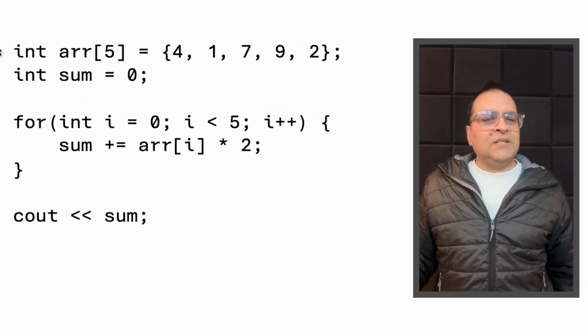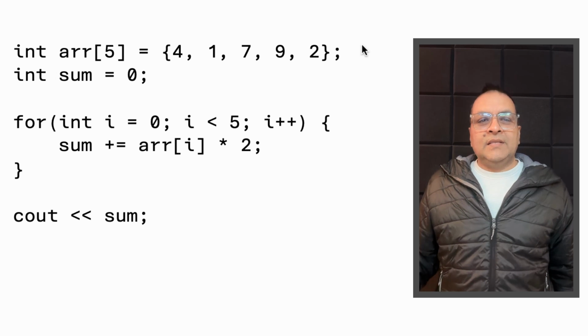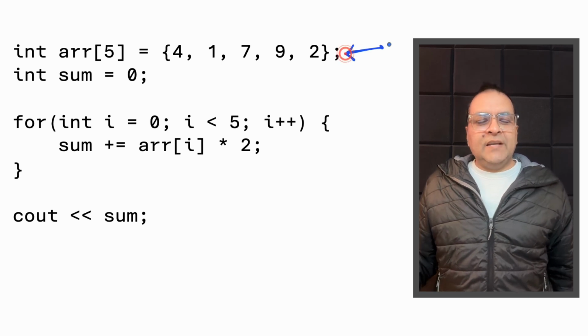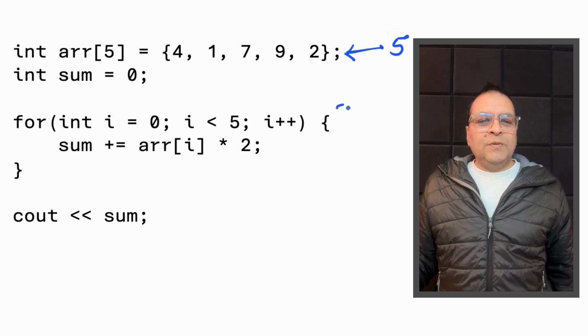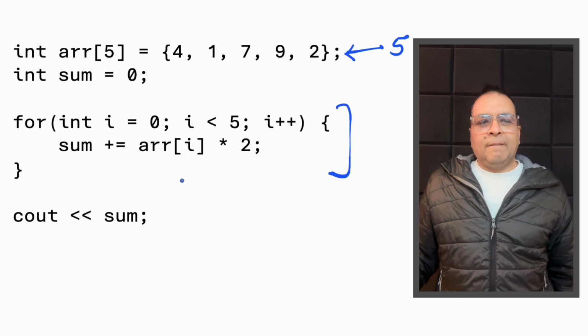What do you think is the time complexity of this code? Here, the size of the array is fixed. The size of the array is fixed as 5 and the loop is getting executed 5 times only. Therefore, the time complexity of this entire code is also constant.